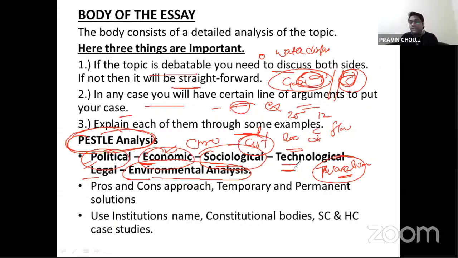Technological: if you want to end Naxalism, we can use technological instruments. We can use radar, we can use satellite images so that we are able to identify where Naxalites are, in which densest part of the forest they are basically hidden. So we can use technological effect. Legal effect: basically we can use some law that should be required for the end of Naxalism. Okay, some strong political law should be required.